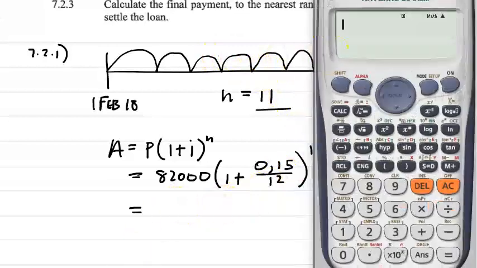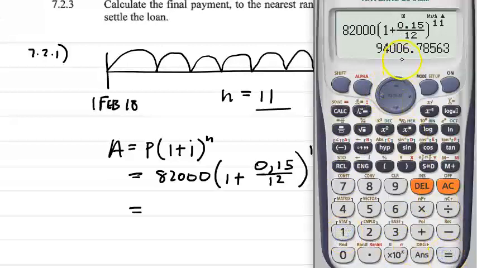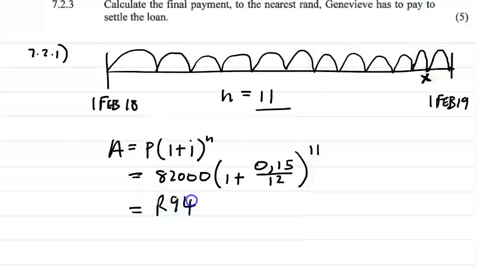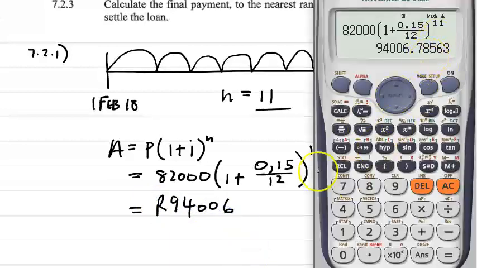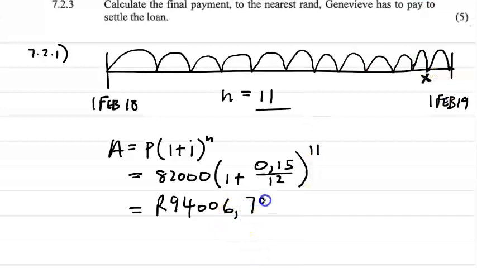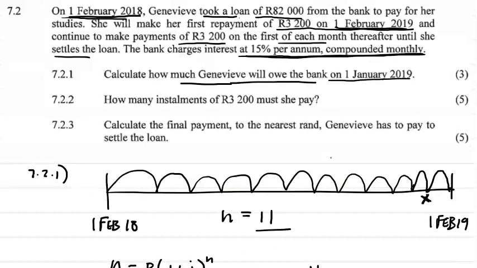So therefore, we put this in the calculator: 82,000 into 1 plus 0.15 over 12, to the power 11. That means on the 1st of January, she owes the bank 94,006 rands 79 cents. So that's how much she owes the bank on the 1st of January 2019.